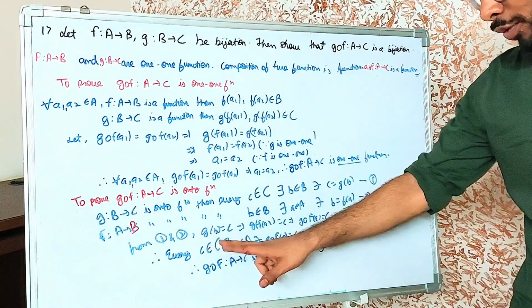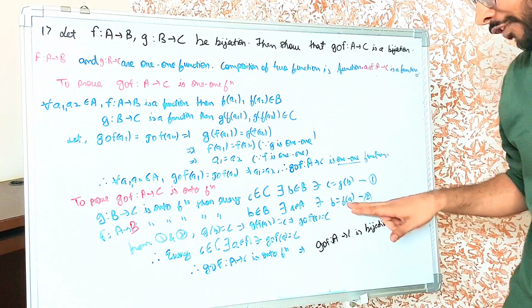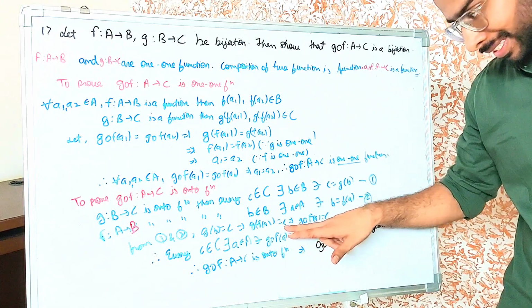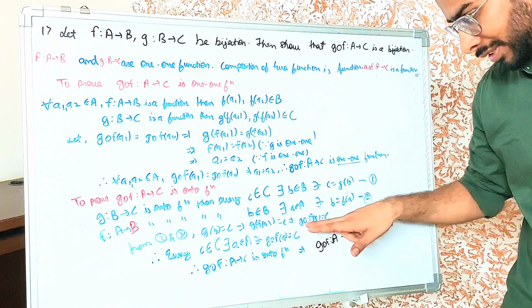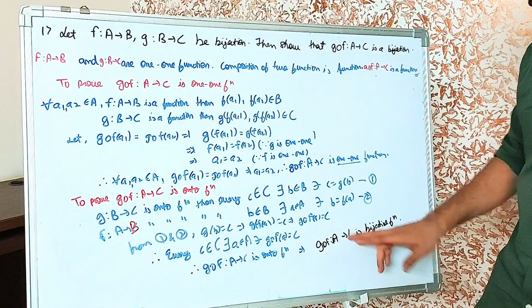Now see, from 1 into 2 what we can write? g of b equal to c. Now what is b? b is f of a. So b we can write f of a. So g of f of a is c. So this is g o f of a is c. Very easy.